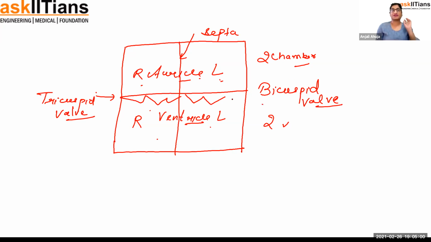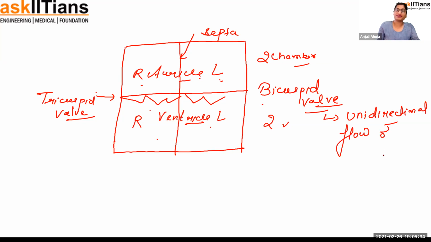Tri means three, cuspid means cusps. Three cusp-like structures are present like this, opening and closing, and bicuspid has two. I don't have a third hand, so you imagine three things, cusps kind of. So these are the tricuspid and these the bicuspid. These make the valve. The valve is the one that maintains the flow. It keeps the flow unidirectional so that blood doesn't move back. When blood is moving up, they close. So they are making the unidirectional flow of blood. Are you getting my point?